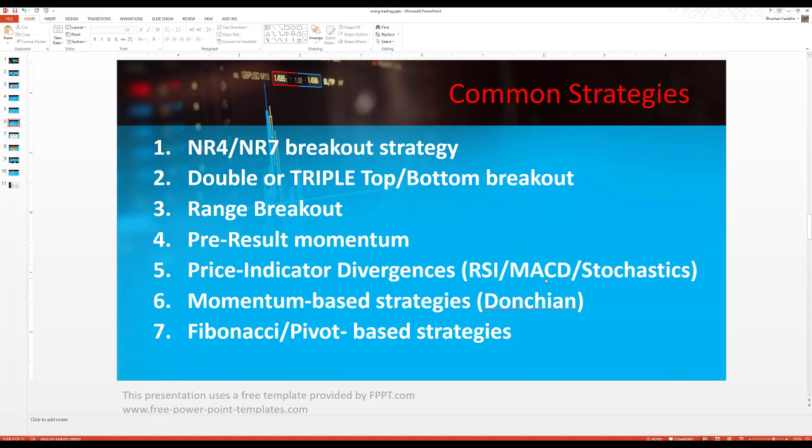Even this MACD histogram you can use as an indicator, but they are very laggy and they are very difficult to trade when the market is very volatile. And most people use these because they are readily available to everything, Fibonacci and pivot based strategies.